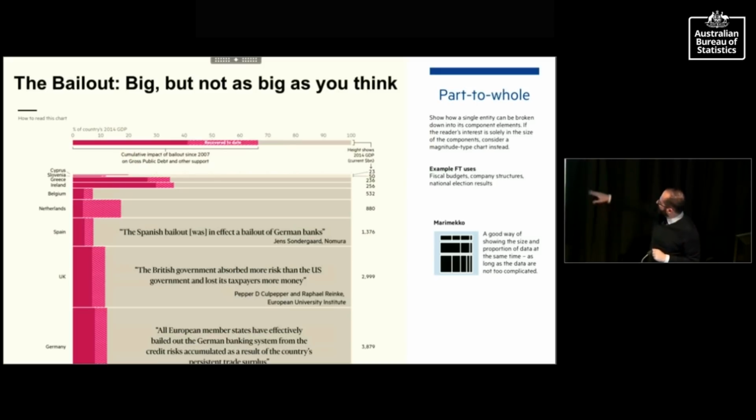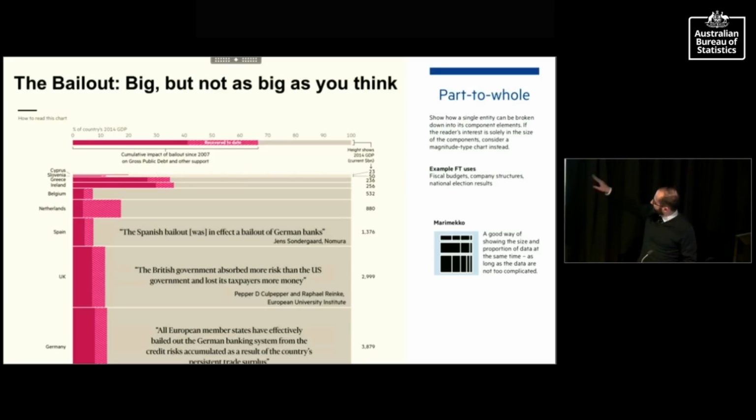Right? So each row in this graphic is a country. The horizontal axis shows you what proportion of that country's GDP was the size of its banking bailout. And the shaded, the kind of hashed area, is how much of that bailout has been recovered. Okay? But the vertical axis shows you the size of the economy.